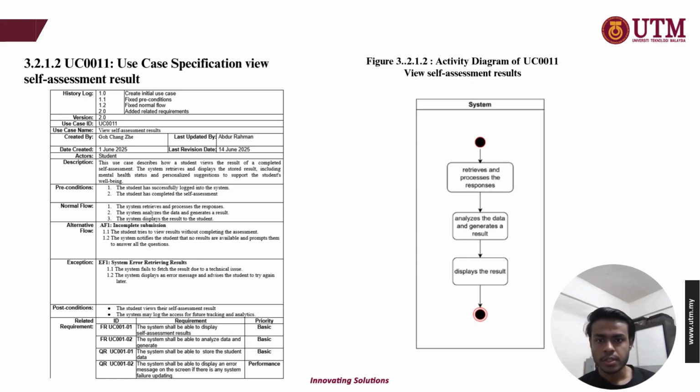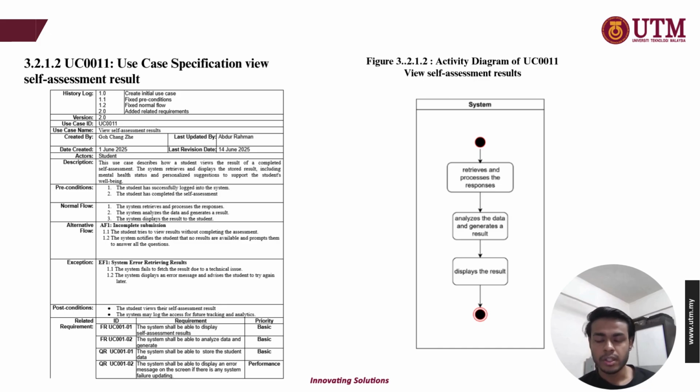For the next use case specification, which is UC001, where the student can view self-assessment result, this use case specification describes where a student can view the result of a completed self-assessment, and the system retrieves and displays the stored result, including mental health status and personalization to support the student's well-being. The system will retrieve and process the response, analyze the data and generate a result, which will be displayed to the student to see the result of the self-assessment completed by the student.